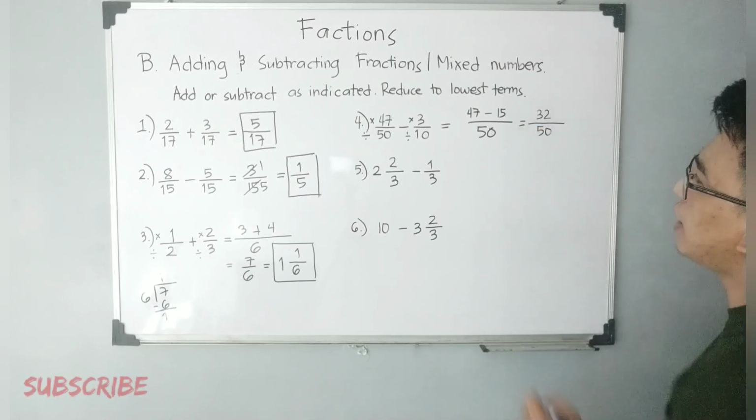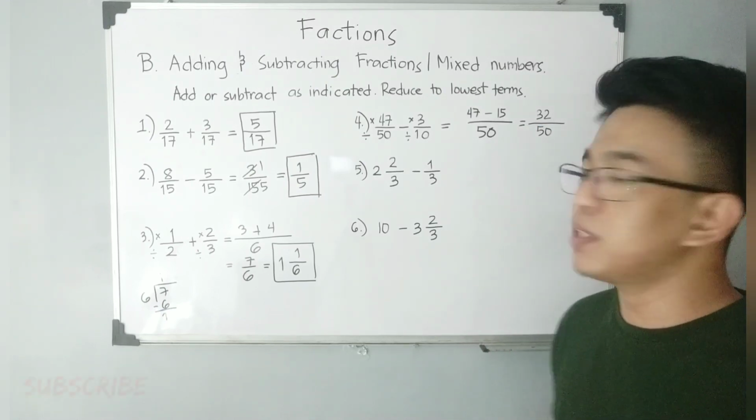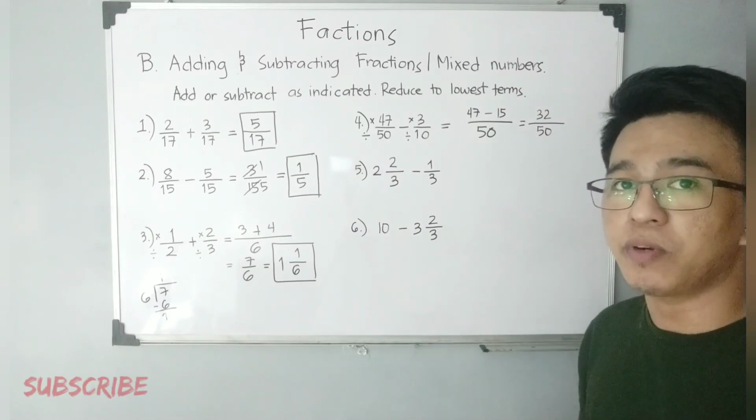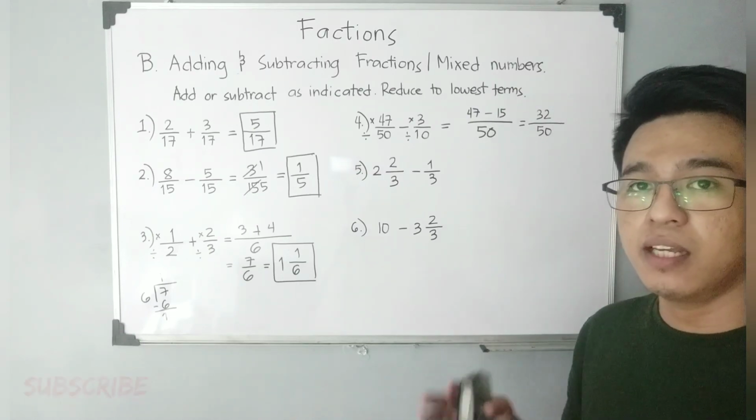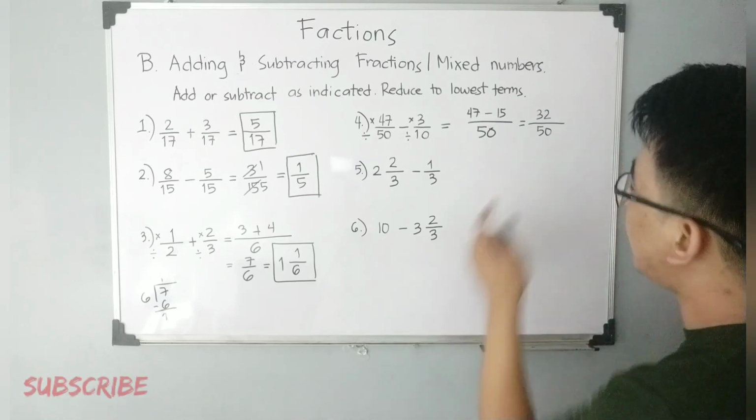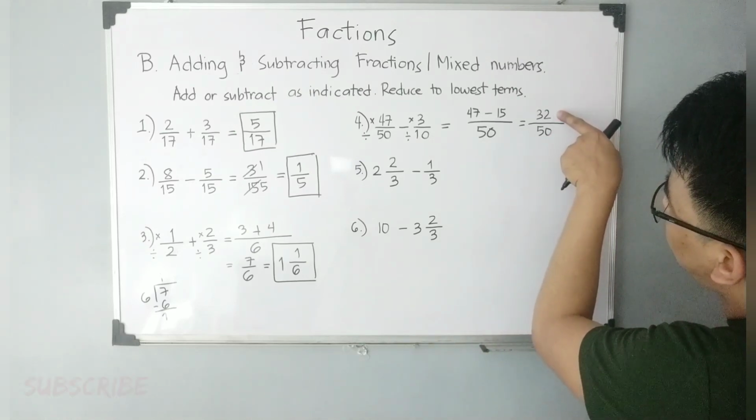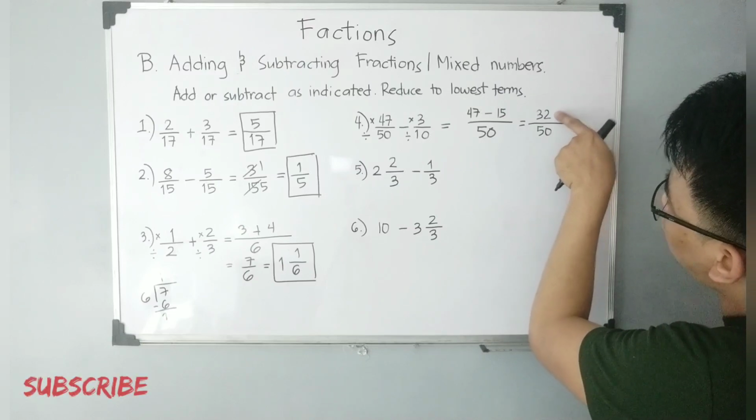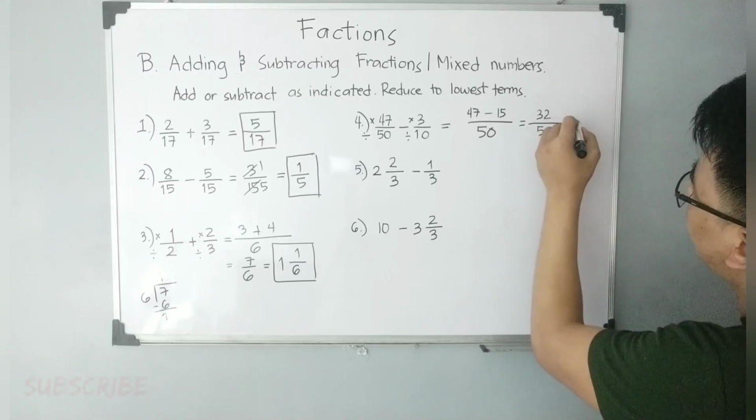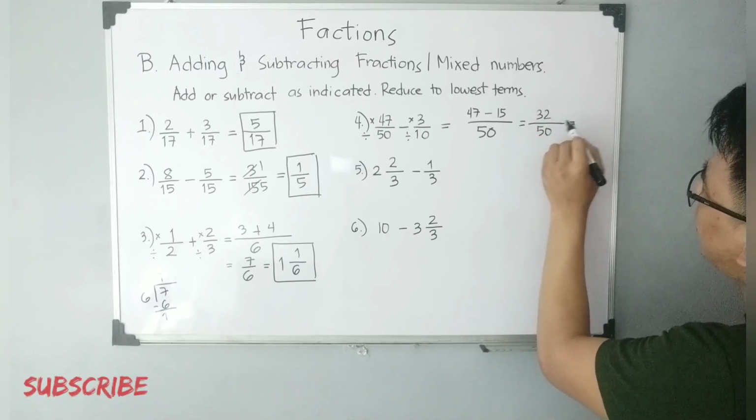50. Ngayon, isipin mo, sir, meron ba siyang lowest terms? As you can see, 32 and 50 are both even numbers. So, basically, pwede natin silang i-simplify gamit yung GCF na 2. So, ilang 2 meron tayo sa mismong 32? You have here, how many?